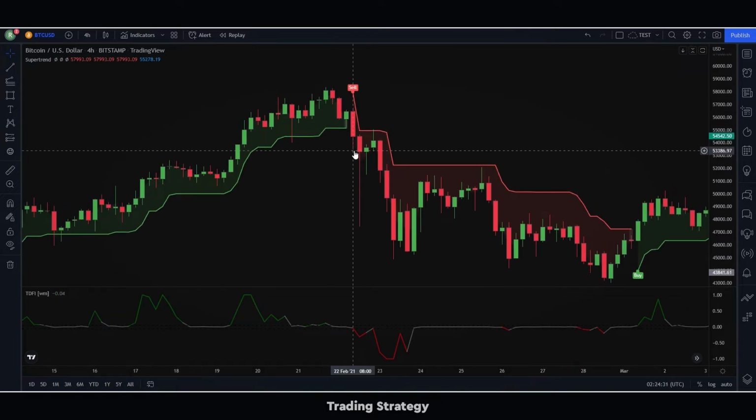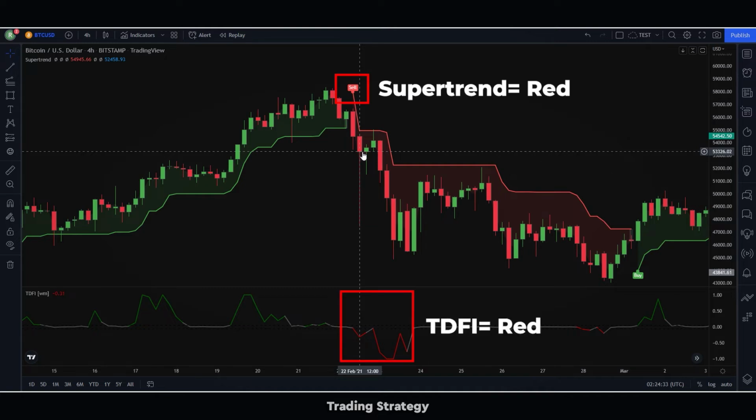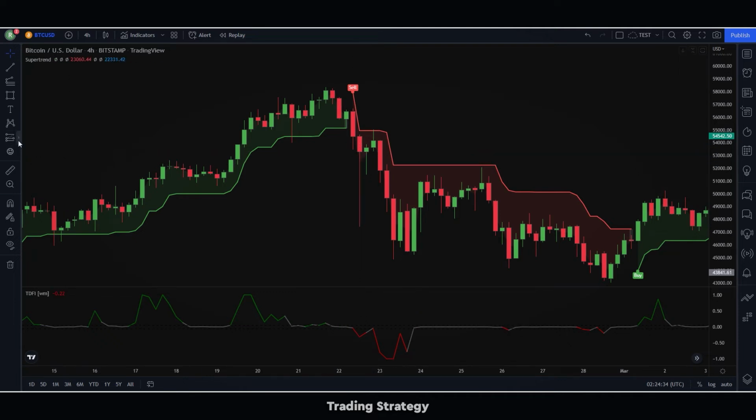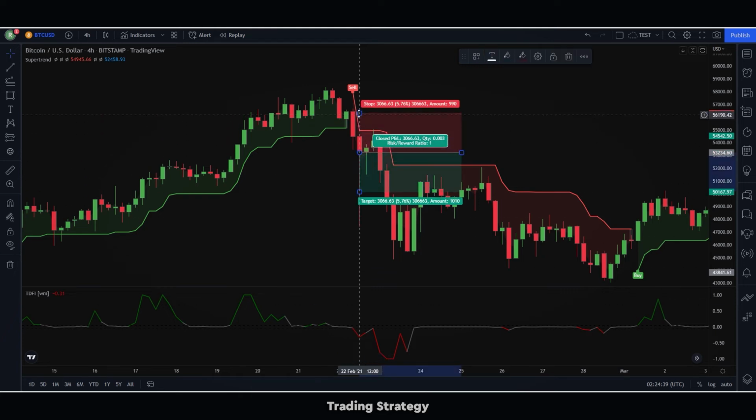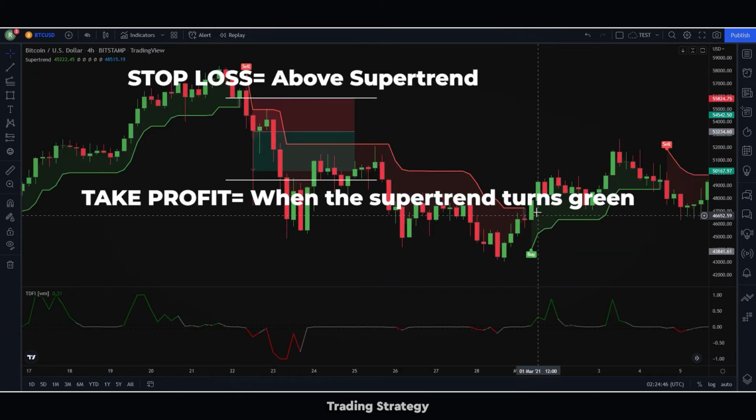To make a sell trade, first of all, the SuperTrend indicator must be in the red, signaling a downtrend. In addition to this, the TDFI should also be in the red to confirm that trend. Once the trade is done, we will place our stop loss just above the SuperTrend and take profit when the SuperTrend turns green, as long as we have a minimum profit.